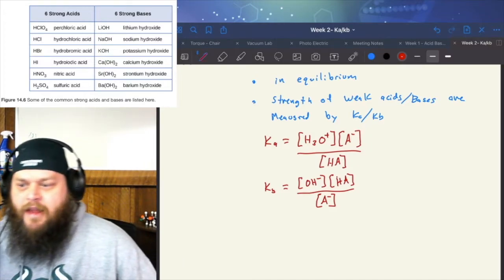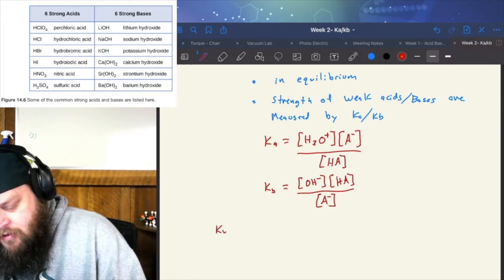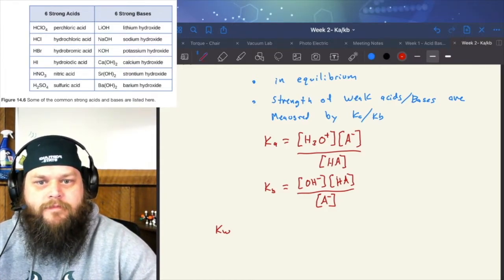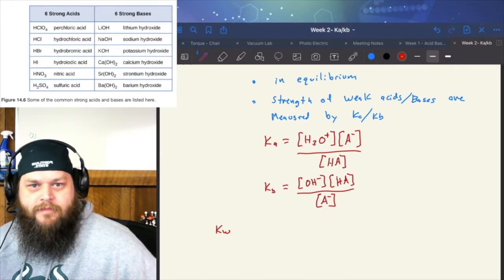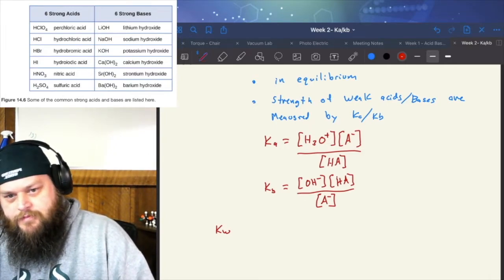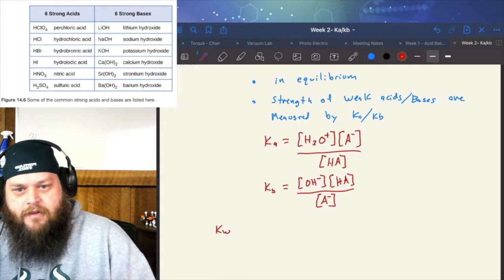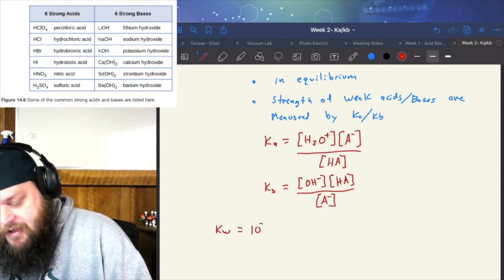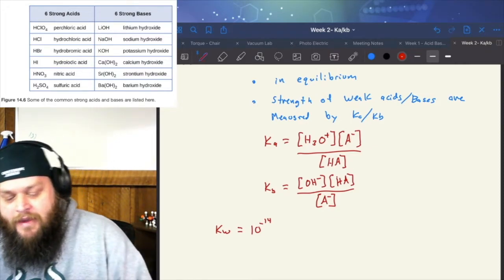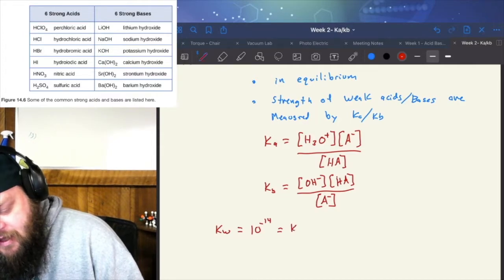We talked a little bit last week about Kw. Do we remember what Kw is? Anybody? Perfect. That's right. Kw is basically 10 to the negative 14, or 1 times 10 to the negative 14. It's the same. And Kw is equal to Ka times Kb.